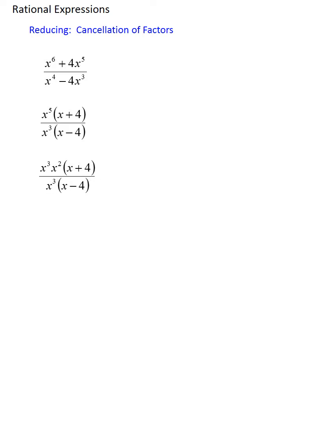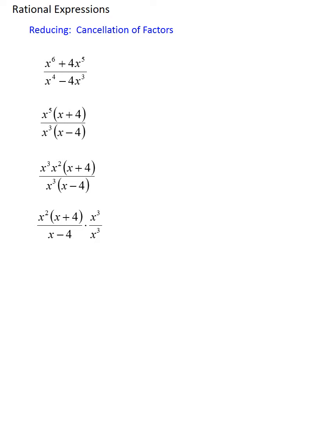And now that I've factored, I'm going to do an unusual thing with powers of x. Watch this. Notice I've changed x to the 5th into x cubed times x squared. Why on earth would I do that? Well, by choosing to do that, I have arranged for a factor in the numerator and denominator to be the same. And by arranging that, I can factor those out as a separate fraction.